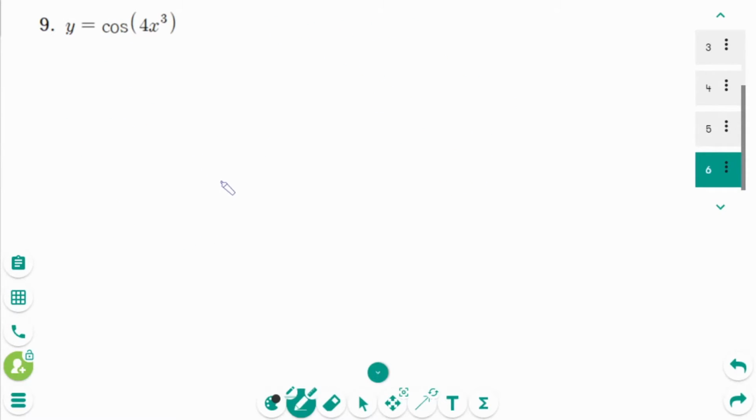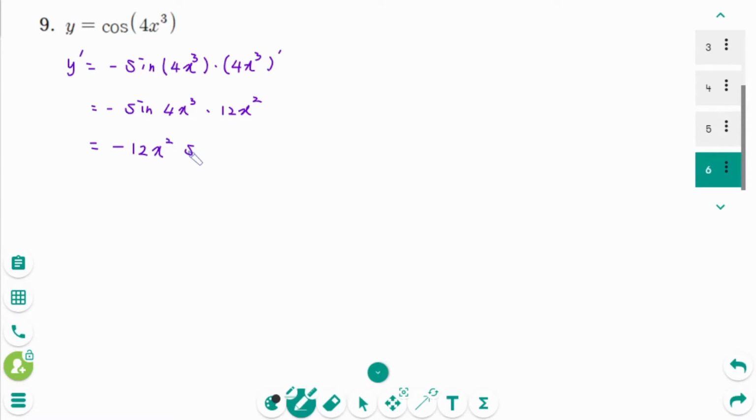Number 9, just think of it as y equals cosine u. The y prime equals minus sine u times u prime. The inner function is 4x cubed, like this. And then minus sine 4x cubed times 4x cubed prime, which equals 12x squared. The final answer is minus 12x squared sine 4x cubed.